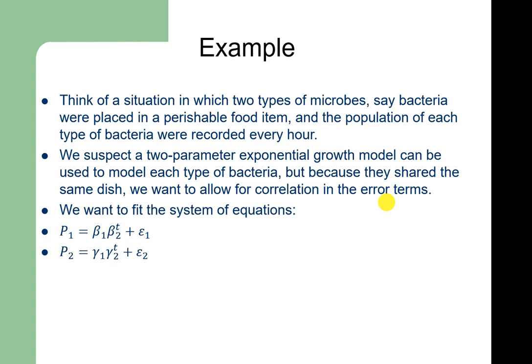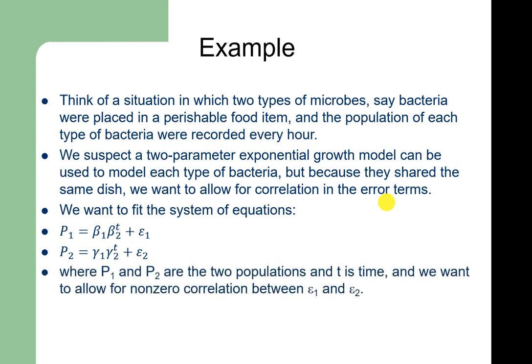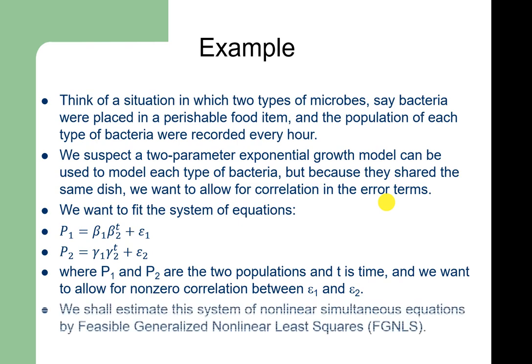Epsilon 1 and epsilon 2 are the error terms in the two equations, and they are allowed to have correlation with each other. So we can say P1 and P2 are the two populations of the bacteria, and t is the time, and we want to allow for non-zero correlation between epsilon 1 and epsilon 2. We shall estimate this system of nonlinear simultaneous equations by FGNLS. How can we do that?